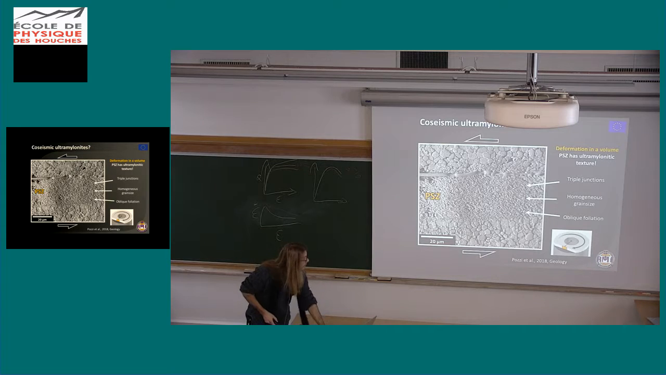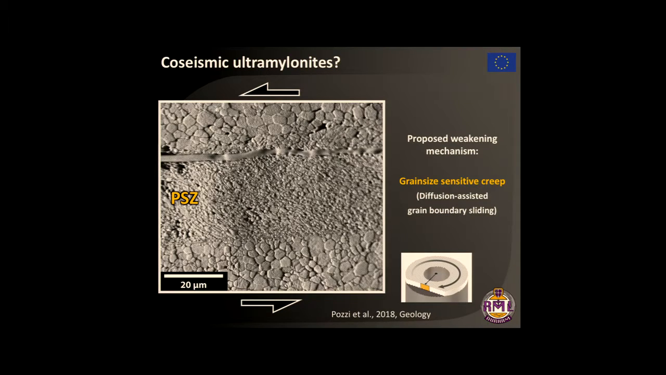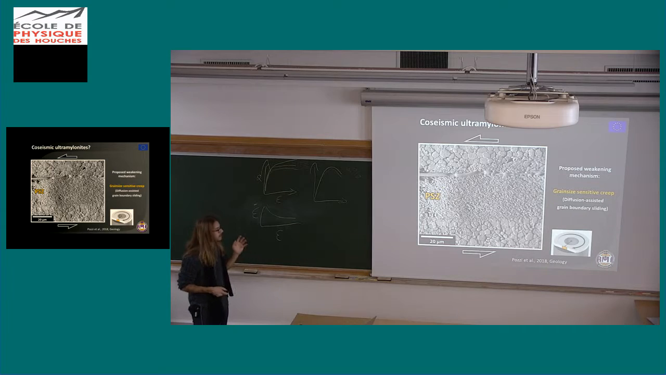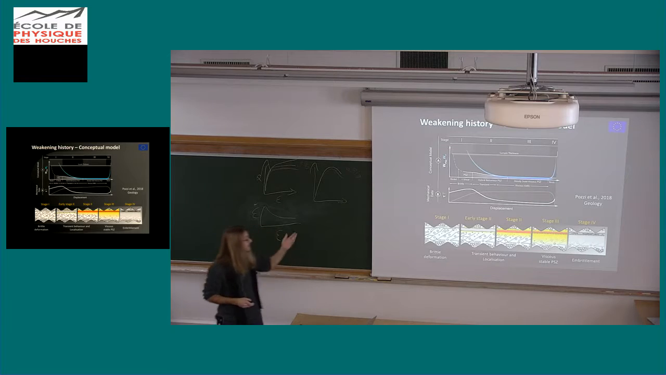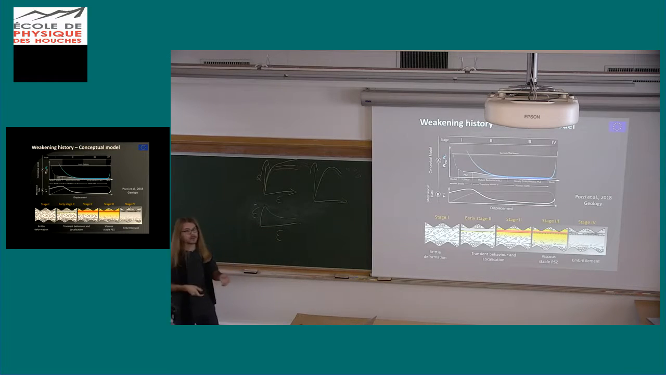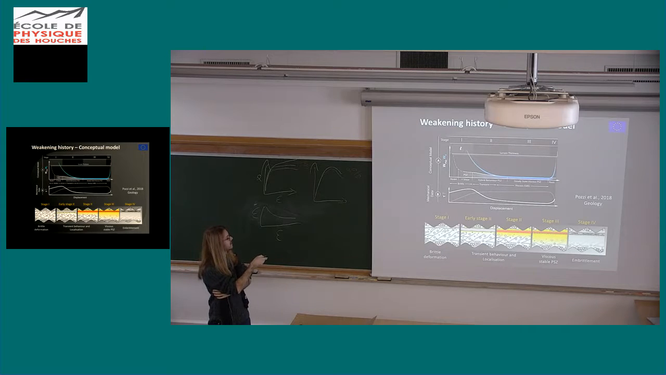Now, with this texture that closely resembles the ultramylonites, we hypothesize that, since the grain size is much bigger outside, it can be controlled by grain size sensitive creep. But this is just textural evidence. With this, we provide an initial conceptual model where the weakening is reached when a critical temperature is reached, but it is also prepared by the initial stages of localization that produce a small grain size.